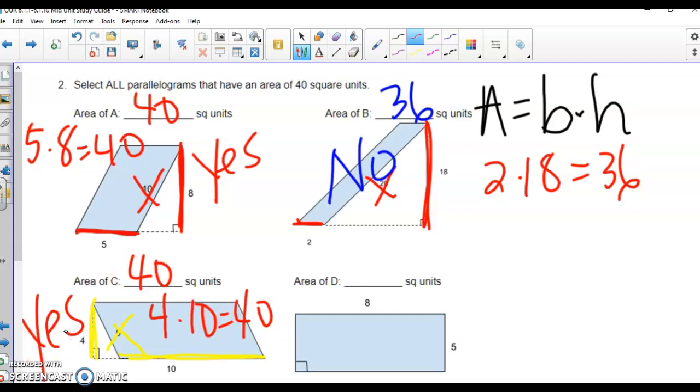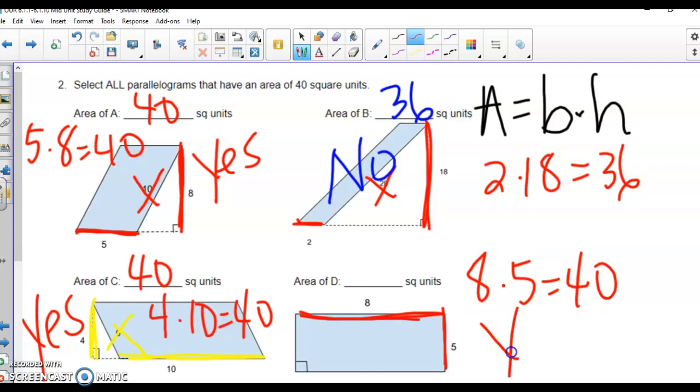And part D, it is a rectangle. We have a 90-degree angle here. We need a base, 8, and a height of 5. So 8 times 5 is 40. Yes, that's what we're looking for too. So the only one that doesn't match is 36.